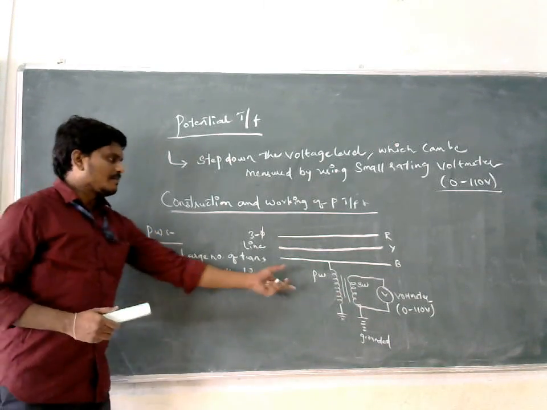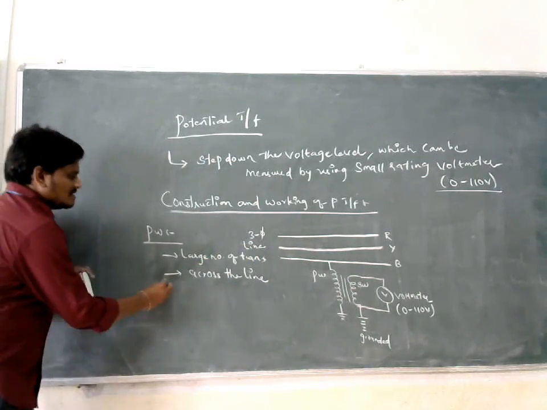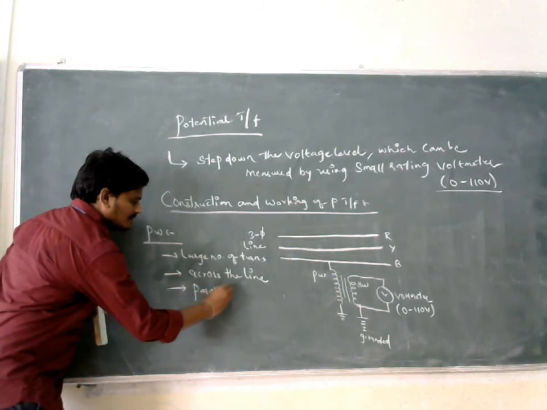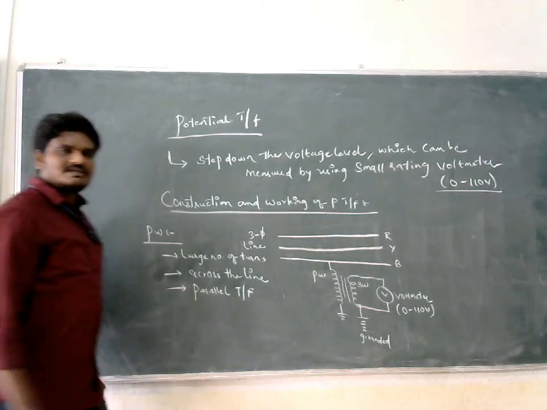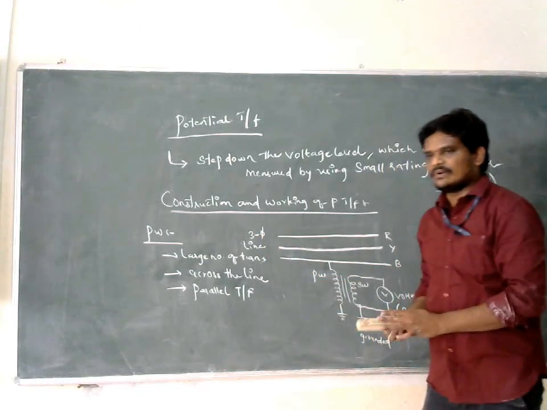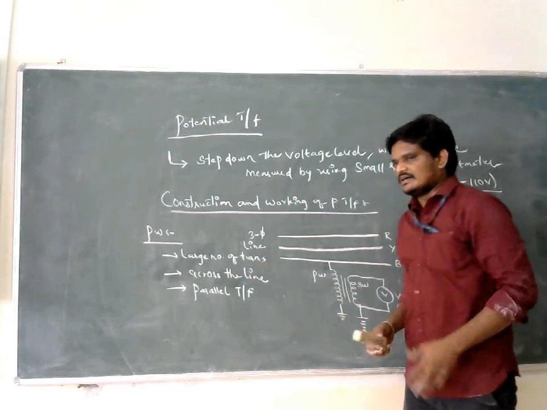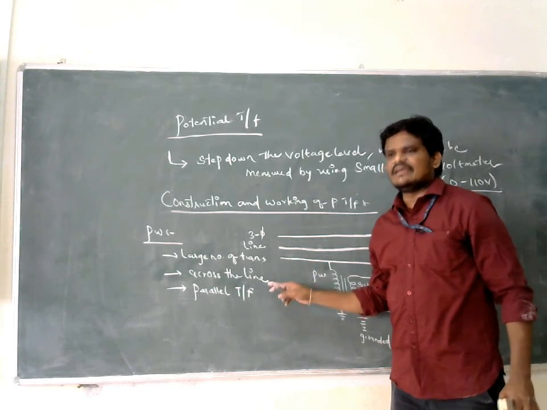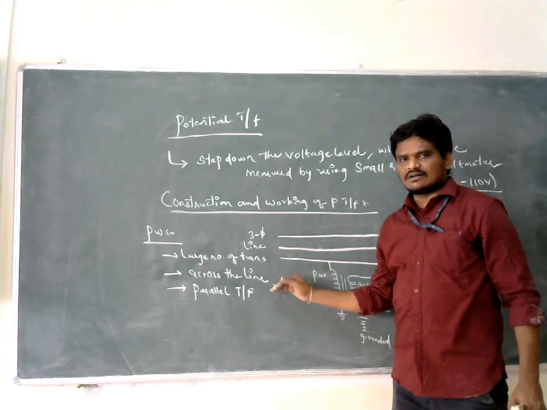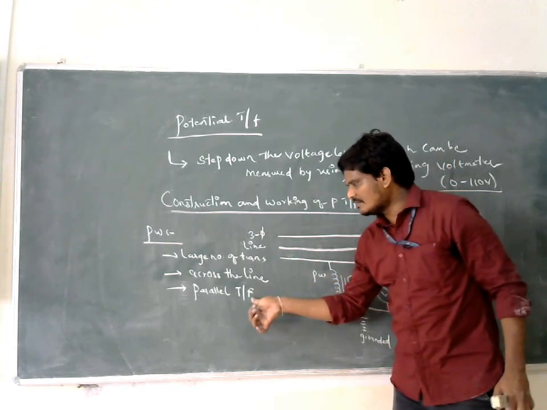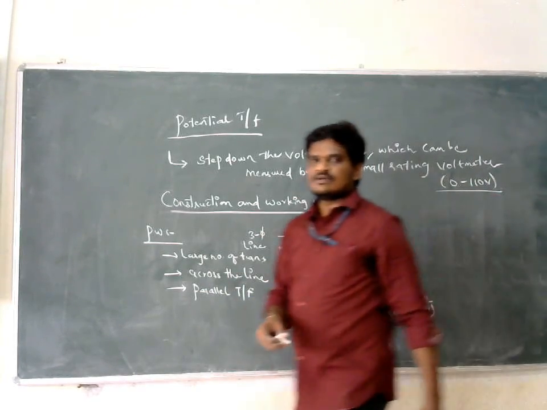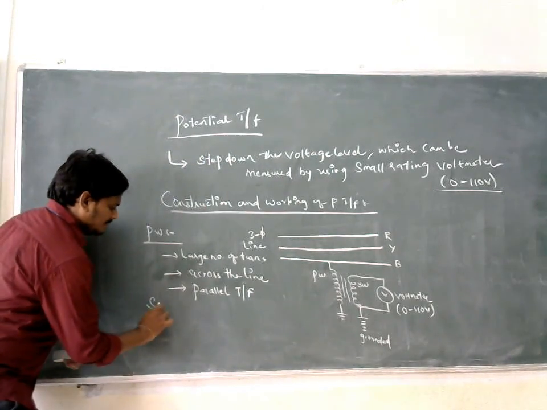As the primary winding is connected across the line, sometimes the potential transformer can also be called what? Parallel transformer. These are the important points regarding the primary winding. It should have a large number of turns and is connected across any one of the lines. As the large number of turns winding is connected across the line, this potential transformer can also be called a parallel transformer.